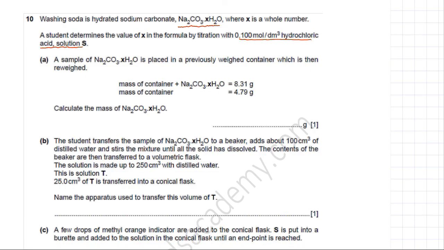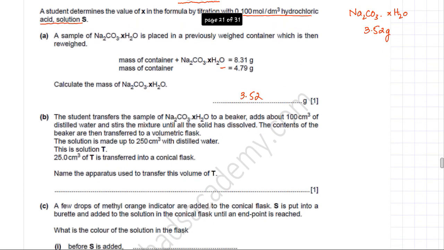The simple thing to do is subtract the mass of the container from 8.31. If you get rid of the mass of the container, you're left with the mass of the hydrated salt. So I subtract 4.79 grams from 8.31, and the answer is 3.52 grams. That is the mass of the hydrated salt, sodium carbonate .xH2O. We're still not sure what X is. So the mass taken of this hydrated salt is 3.52 grams. That's the first thing.